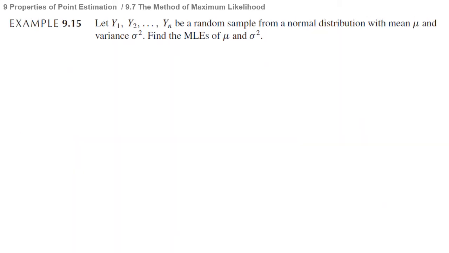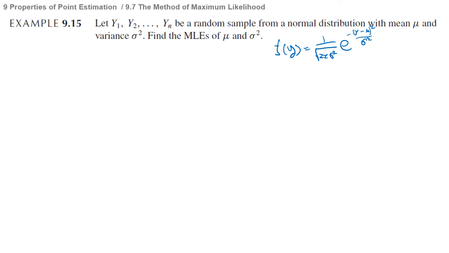Let's move on to example 9.15. Let y1 to yn be a random sample from a normal distribution with mean mu and variance sigma square. Find the MLE of mu and sigma square. And for the normal density, f of y is 1 over square root of 2 pi sigma square, e to the minus (y minus mu) square over 2 sigma square.